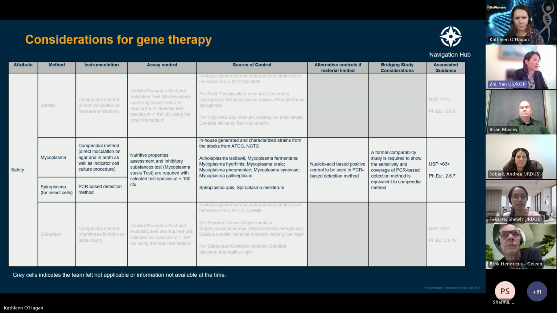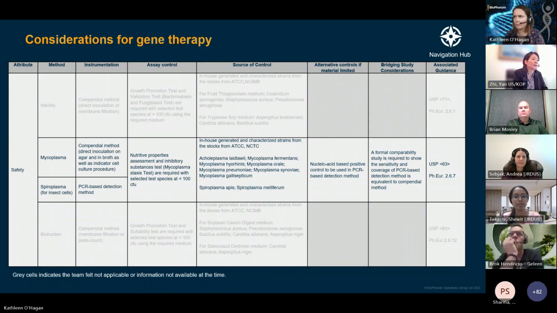However, people start to explore a PCR-based rapid method even for a gene therapy product. In those cases, as long as those newer, more rapid methods have gone through a formal comparability study in order to show the assay sensitivity and the strain coverage are equivalent to the compendial method, then those methods will be allowed to use for the QC testing panel.